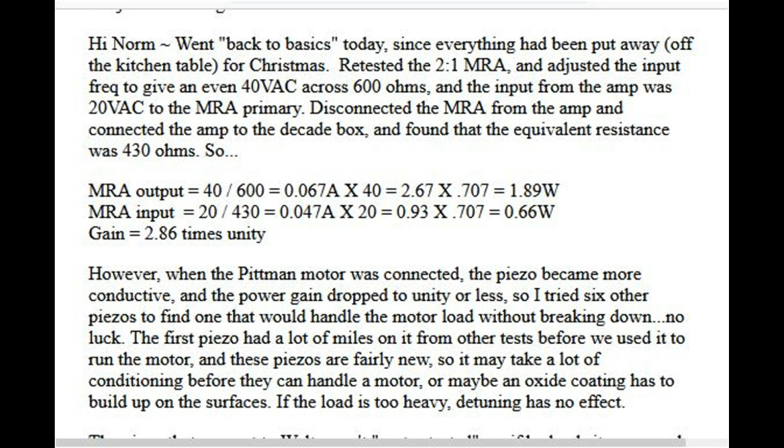However, when the Pitman motor was connected, the piezo became more conductive, and the power gain dropped to unity or less, so I tried 6 other piezos to find one that would handle the motor load without breaking down. No luck. The first piezo had a lot of miles on it from other tests before we used it to run the motor, and these piezos are fairly new, so it may take a lot of conditioning before they can handle a motor, or maybe an oxide coating has to build up on the surfaces.